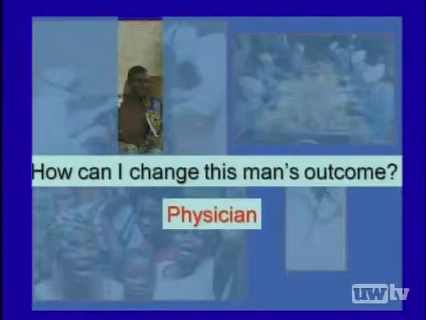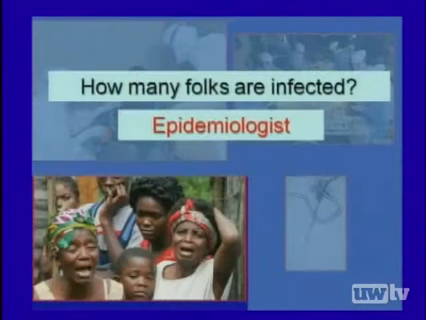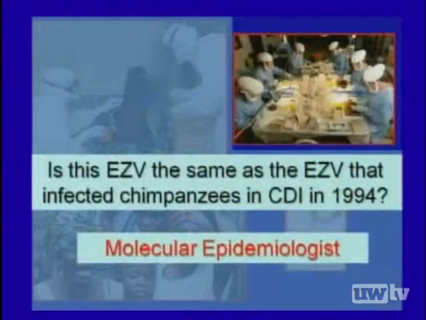If you looked at that and you zeroed in on this man and you said, how can I change this man's outcome? You are a physician. If you looked at it and you looked at these people first, you said, gosh, I wonder how many of these people are really infected, you're an epidemiologist. If you exclaimed, what an exquisite filovirus, you're a basic scientist, and I'm just going to ask you not to snore or laugh during my lecture over the course of the next hour. And if you said, is this Ebola Zaire virus the same as the Ebola Zaire virus that infected chimpanzees in Cote d'Ivoire in 1994, you're a molecular epidemiologist, and this is the world we're going to live in for the next 40 minutes, talking about how we show relatedness to solve public health problems.